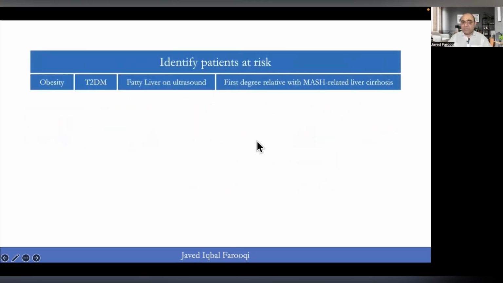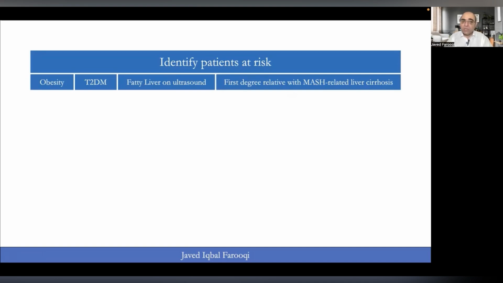So the first step of considering resmetirom to use in our patient is to identify patients who are at risk of MASH. And who are those patients? Those who are obese, those who have got type 2 diabetes, those who have got fatty liver on ultrasound, they have done ultrasound and ultrasound shows fatty liver, and those who have got a first degree relative with MASH related liver cirrhosis. So these are the four groups of patients you should identify if you want to start resmetirom in your patients.